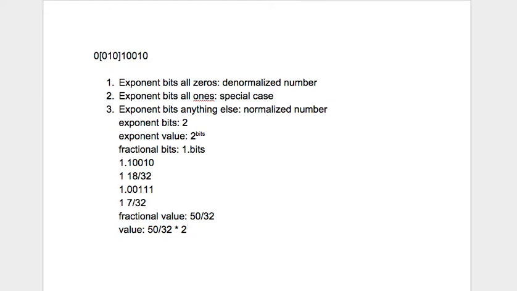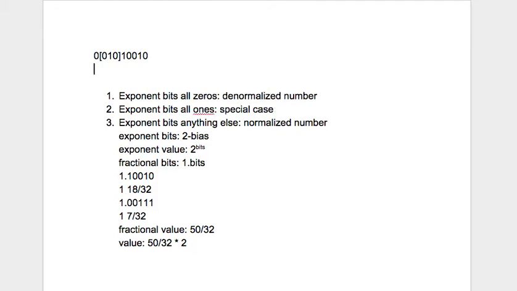We need to talk about what the exponent value is first in a bit more detail. So when we take the bits, we take the value called the bias and subtract it from the value of the bits. So if the value of our bits was 2, we need to subtract the bias from that. Now the bias is another important value that you just have to know for this representation.